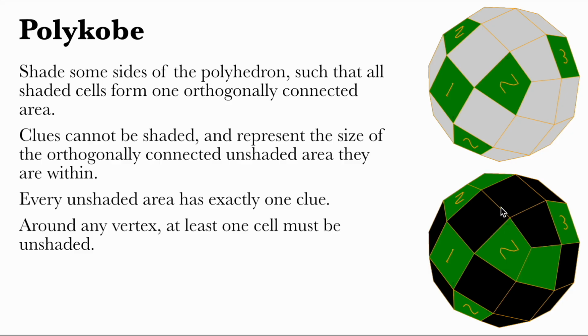So that takes the place of the 2x2 square rule in a normal Nurikabe. So this would be an example right here where we can't have this cell shaded because then we would have all 4 cells around this vertex shaded. The reason it's phrased like that is we might have some vertices around the polyhedron that don't have 4 edges. They might have 3 or potentially even more than that. So this one, for example, the rule would prevent all 3 of these from being shaded. Those are the rules of Polykobe, so it's time to solve a puzzle.